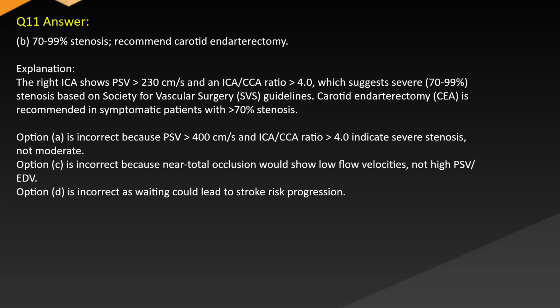Option A is incorrect because PSV above 400 centimeters per second and ICA/CCA ratio above 4.0 indicate severe stenosis, not moderate. Option C is incorrect because near total occlusion would show low flow velocities, not high PSV. Option D is incorrect as waiting could lead to stroke risk progression.